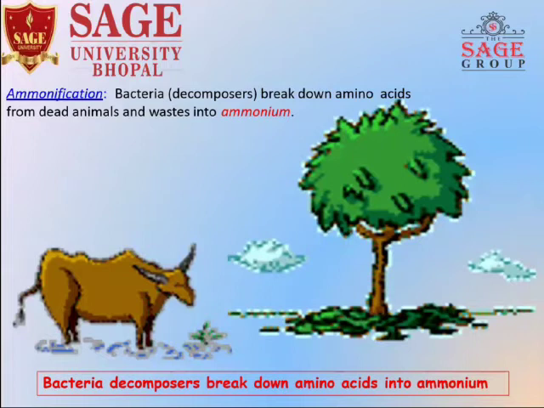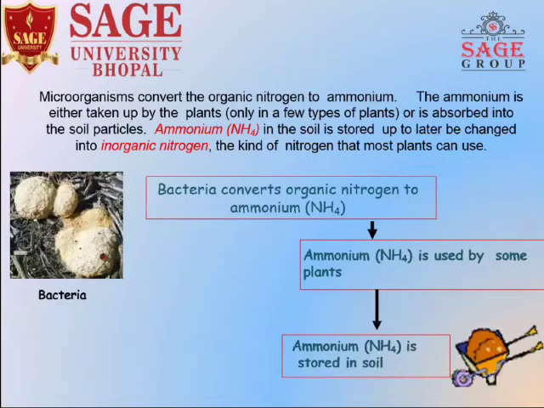The second stage is ammonification. Bacteria decompose and break down amino acids into ammonia. In ammonification, decomposer bacteria break down the amino acids into ammonium. Bacteria convert organic nitrogen to ammonium, NH4. Then this ammonium, NH4, is used by some plants. Where is ammonium NH4 stored? Ammonium NH4 is stored in soil.